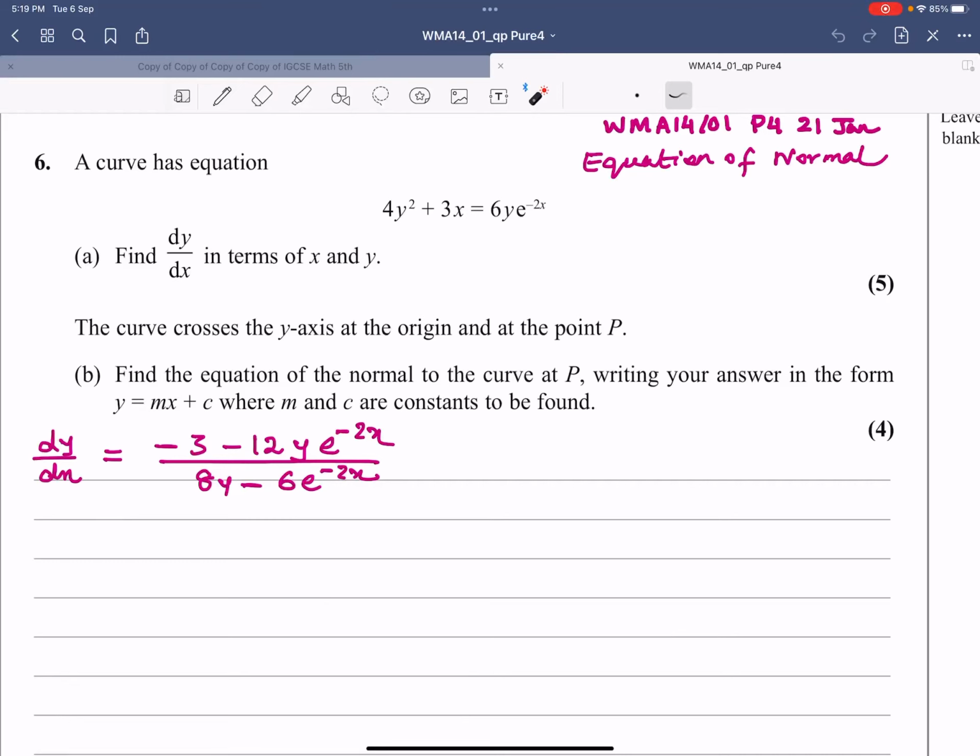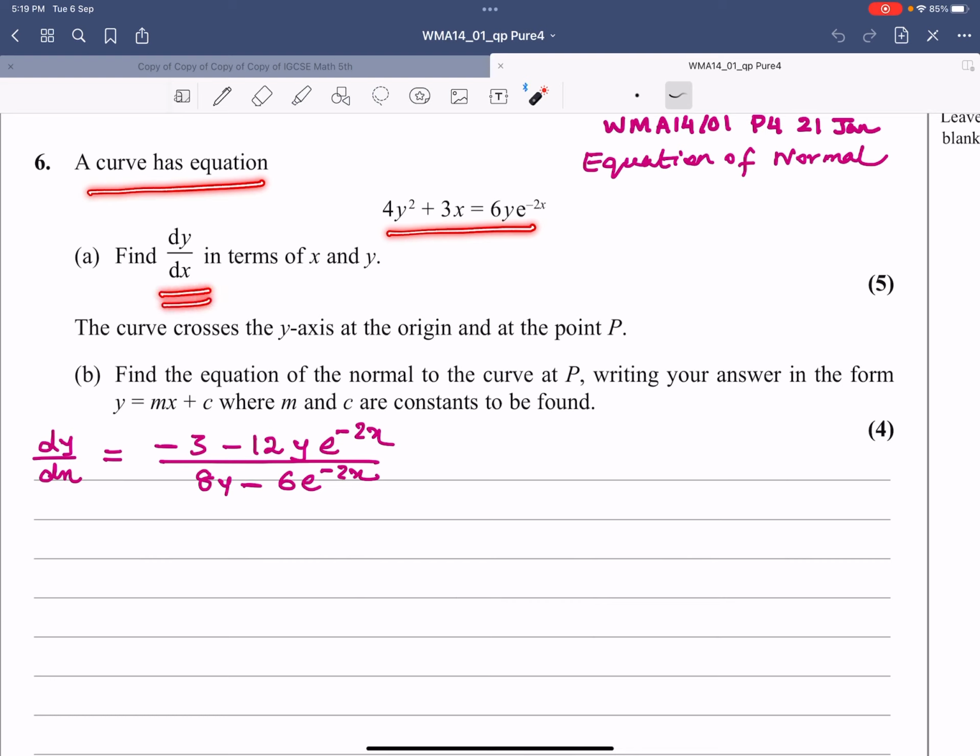This is the continuation of question number 6. We'll be working part B. This is the question from January 2021. And in the first part, it was given that we have a curve and the equation of the curve was given. And we had to find dy by dx.